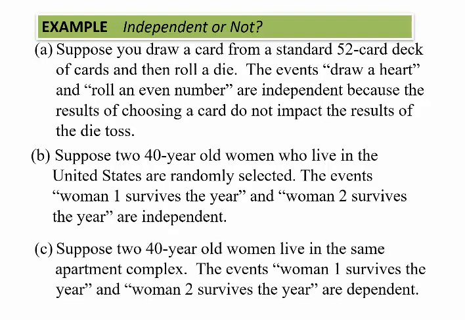Now suppose it's instead from a small population. Suppose two 40-year-old women live in the same apartment complex. The events are woman 1 survives the year and woman 2 survives the year. These are dependent, because once you take one woman out of the apartment complex, it's really going to change the probability that you select another woman from the same complex. It'll alter it just enough. So those are dependent. We're going to work the first two types of problems, A and B.